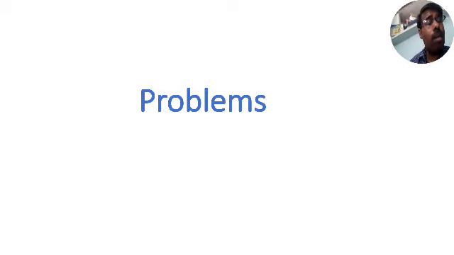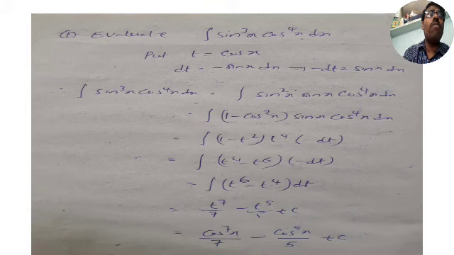And if both the numbers m and n are even, then use the formula sin square a is equal to 1 minus cos 2a by 2, and cos square a is equal to 1 plus cos 2a by 2. That's it. Now for the next half an hour of the class, we are going to solve the problems. Now coming to the problems part, guys. My first problem is this.